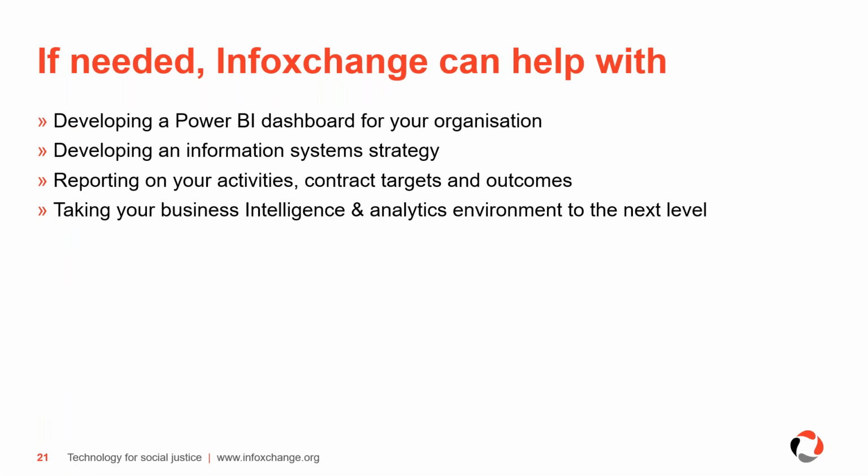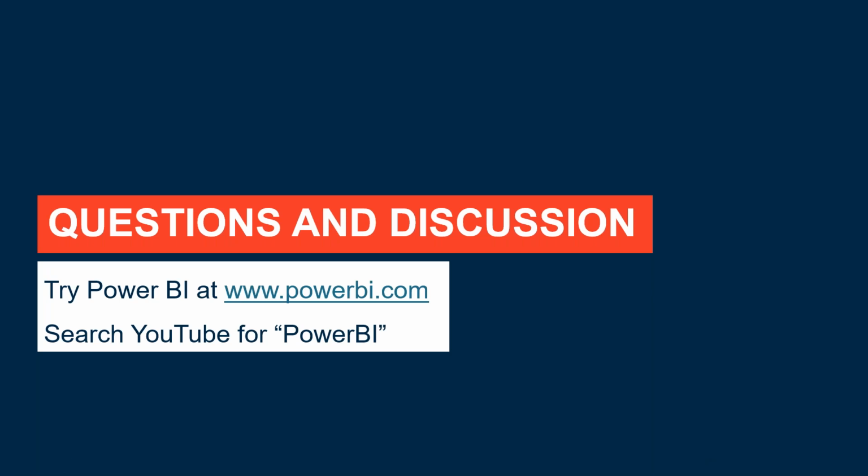If your data and systems are a mess, developing an information systems strategy to bring it together and clean it up over a period of time. Helping you think about how you best report on your activities or your contract targets or your outcomes. We still find it fascinating that contract targets often aren't held within your service delivery system. So reporting on that requires joining data from both your contract target source as well as your service delivery source. Or if you've already started on the journey, taking your analytics and business intelligence environment to the next level.